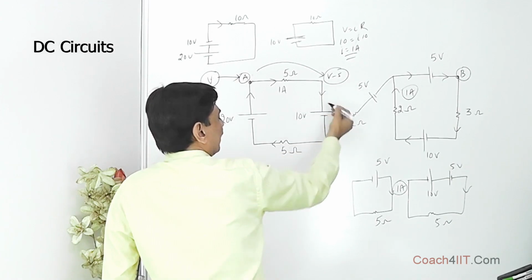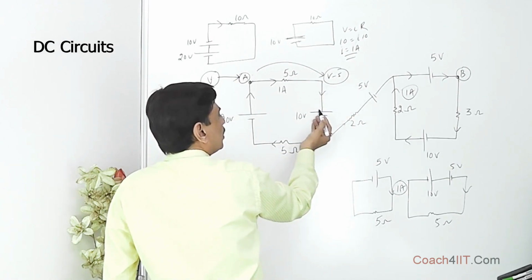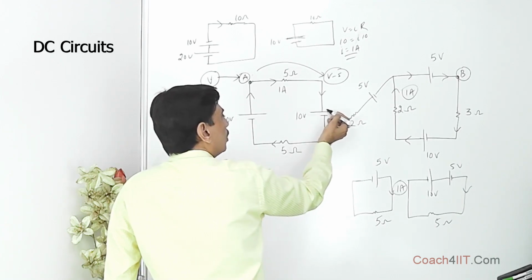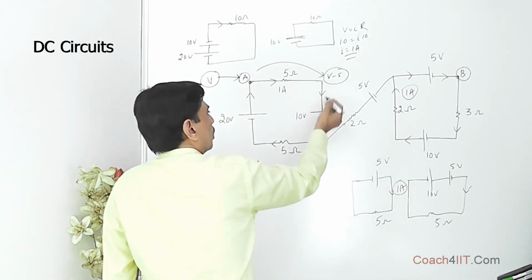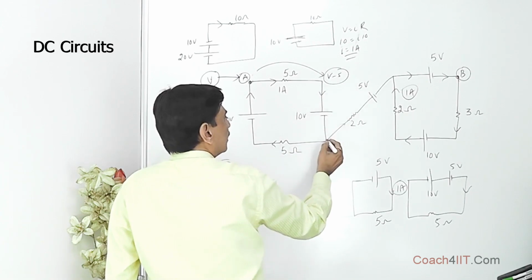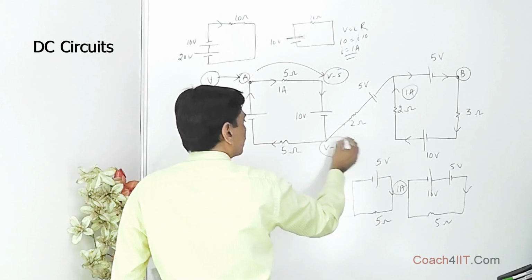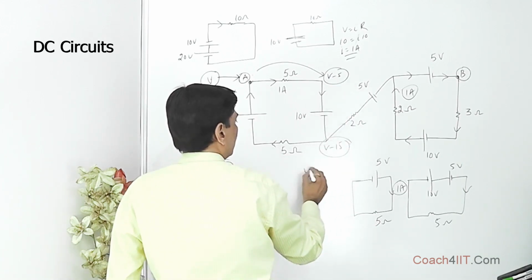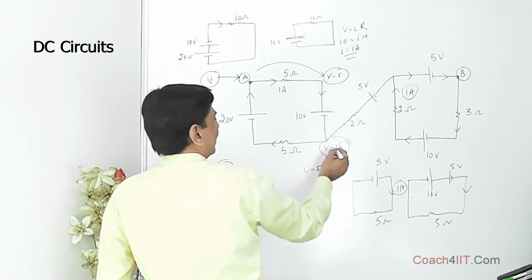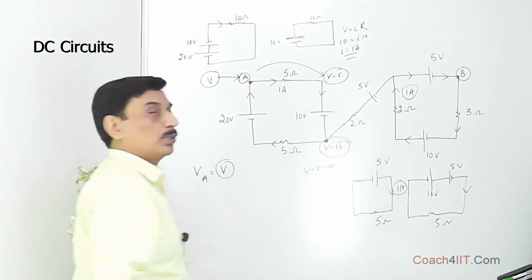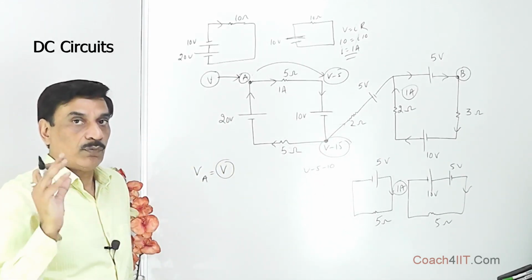If this is at V minus 5, then from here to here, we see that is from positive to negative. We have gone 10 volt further down. So V minus 5 minus 10. So this is going to be V minus 15 volt. That is, the absolute potential of this is now going to be V minus 15 volt.